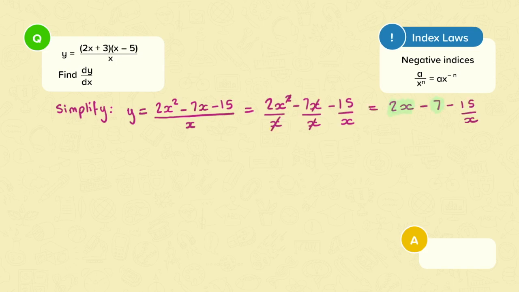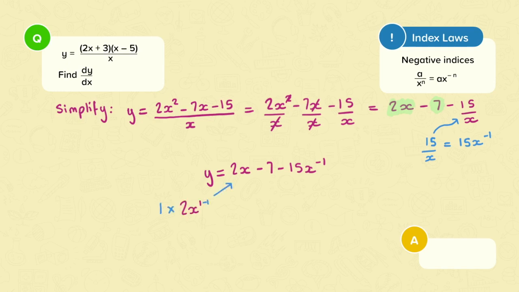The first and second terms of the equation are already written in the form ax^n. However, we need to apply our index law to the third term before we can differentiate it. 15 over x can be written as 15x^(-1). Now that all of our terms are in the form ax^n, we can differentiate each one in turn using our rule, multiply by the power and reduce by 1.